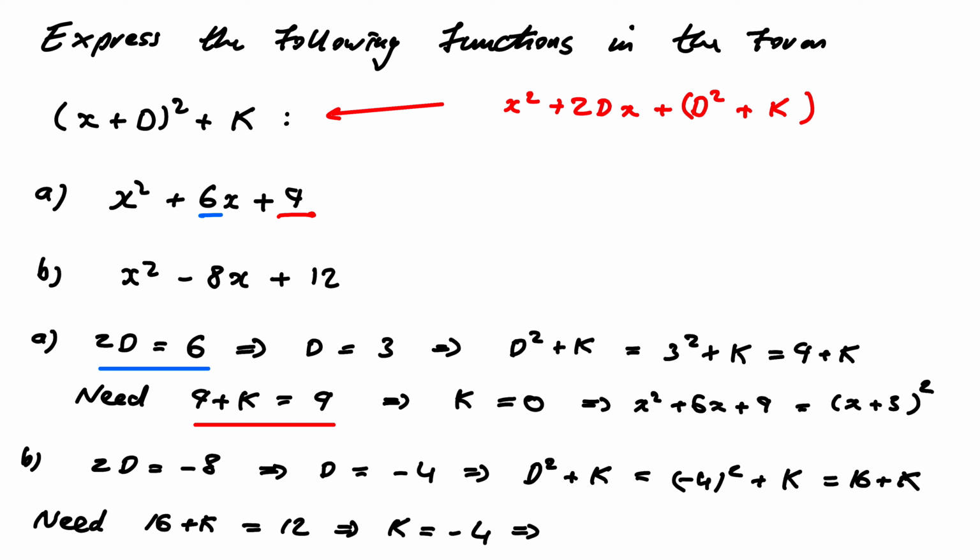So taking everything together, x squared minus 8x plus 12 must be equal to (x minus 4) squared minus 4.